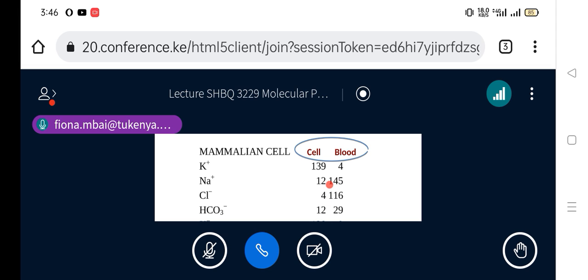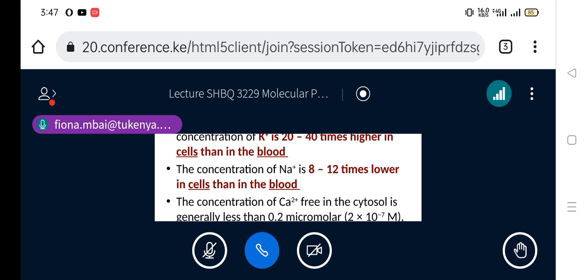We talked earlier on about sodium, 45 in blood, and inside the cell it is 12. For potassium, 4 in blood, and 139 in the cell. And it is really important to have this difference in the ionic concentration, because the regulation will be performed by the exchangers and the co-transporters.